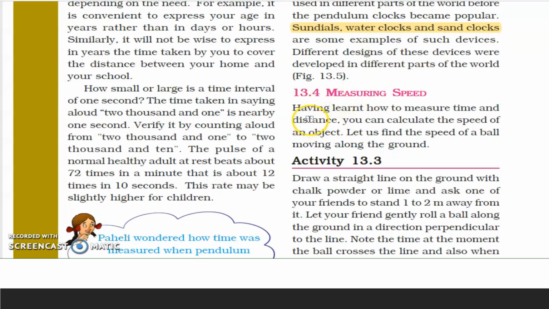Now, measuring speed. We know that speed equals distance by time. Having learned how to measure time and distance, now you can calculate the speed of an object. Let us find the speed of a ball moving along the ground. This is a simple experiment.